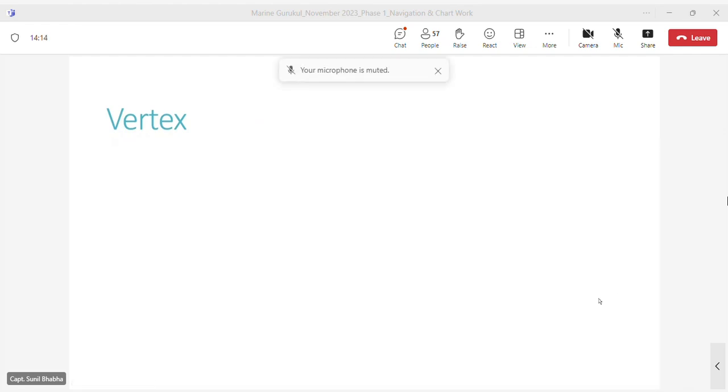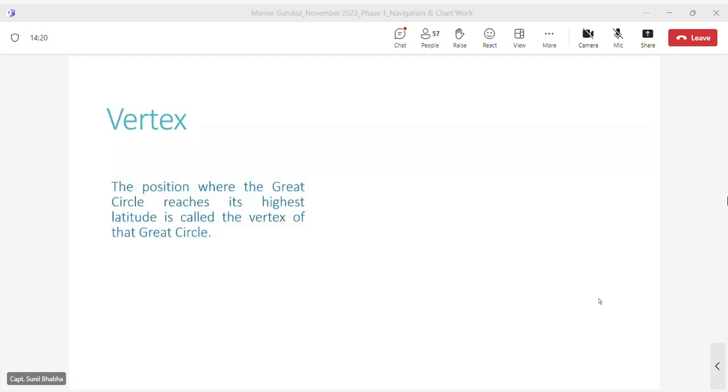We are now going to understand the vertex of a great circle. The position where the great circle reaches its highest latitude is called the vertex of that great circle. Let us try to understand it using a diagram.